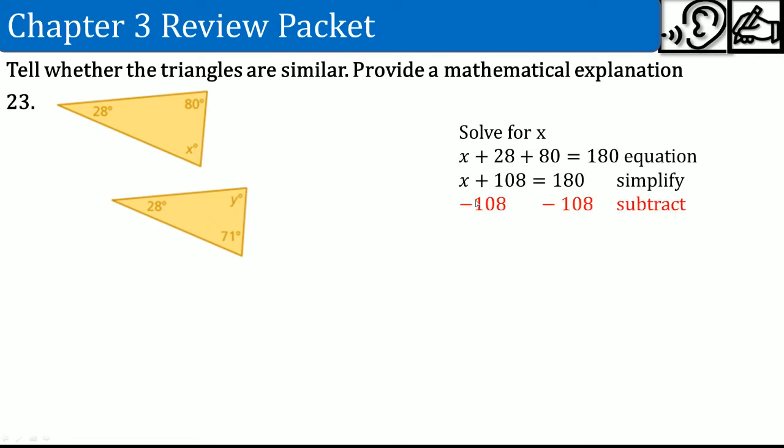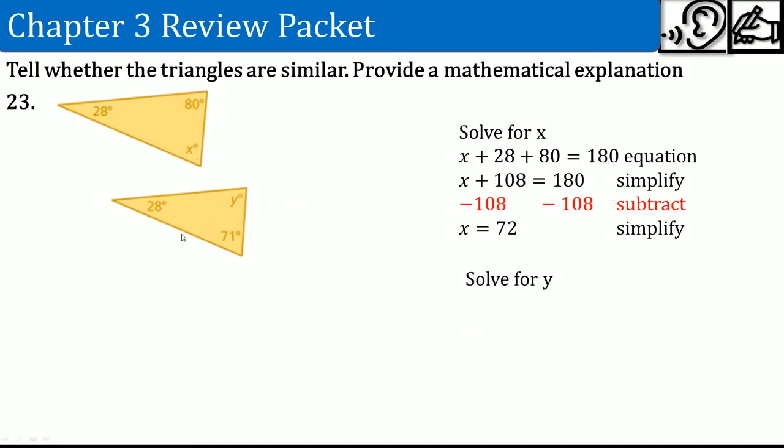All right, 23. Here I have 28 and 80, 28 and 71. So I can't use these two, so I have to solve for the third one. I have to solve for x. And I have to solve for y, but I'm going to solve for x first, okay? So it is x plus 28 plus 80 because these are your interior angles. And we know that the total of the interior angles inside a triangle is 180. 28 plus 80 is 108. Subtract 108 from both sides, you get x equals 72. Okay, so this is 72 degrees.